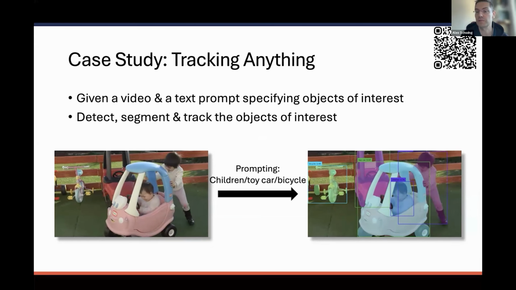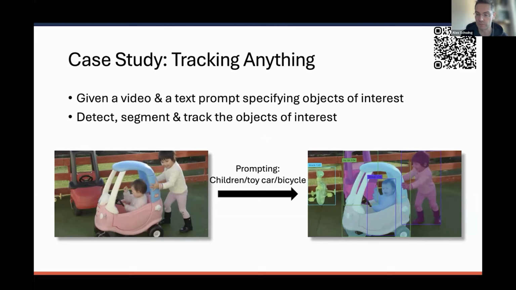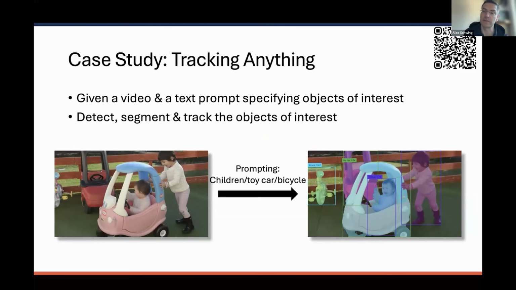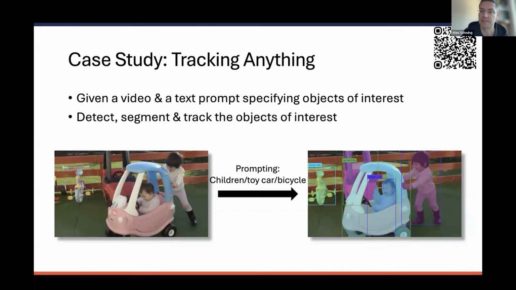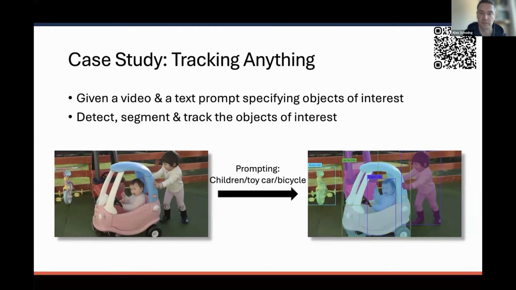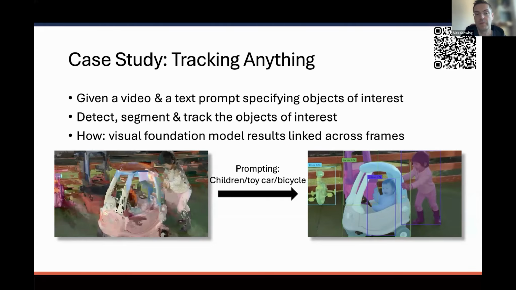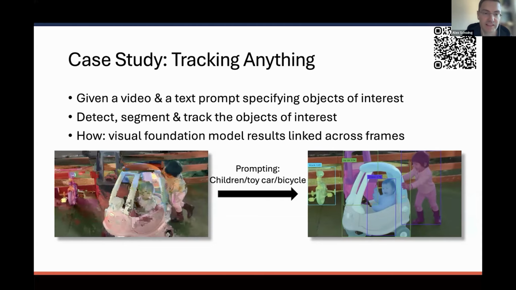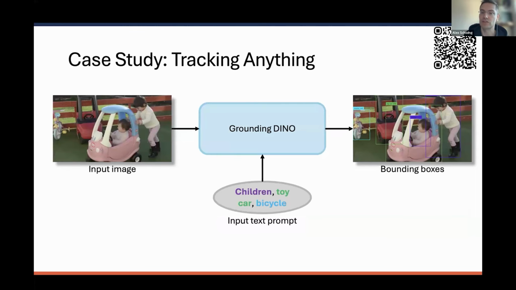And we want to see an output like the one illustrated on the right-hand side, which is in fact an output of the model that we designed. And you can access the model by following the QR code on the top right of the slide. Again, similar to work before, we stand on the shoulders of giants and essentially benefit from visual foundation models, which we then link across frames.